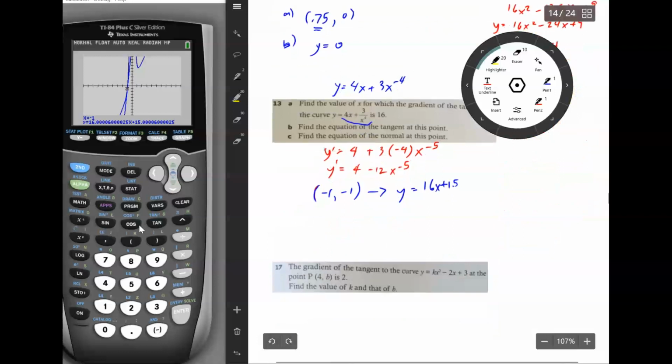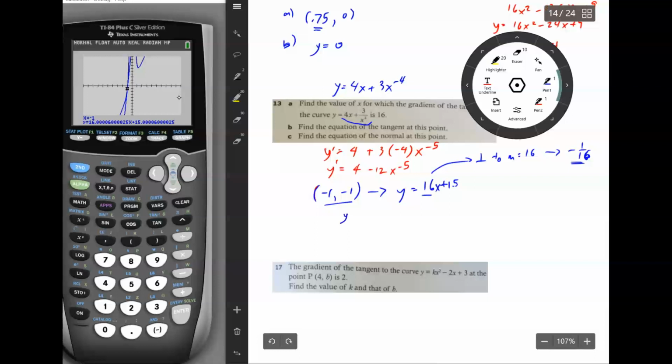We know that the normal line, which is basically the line that's perpendicular to the tangent line at that point, goes through the point -1, -1, and it's perpendicular to this slope here. The slope here is 16. What is the perpendicular to 16? The perpendicular to m equals 16 is the negative reciprocal of 16, which would be -1 over 16. So this would be the slope for your normal line.